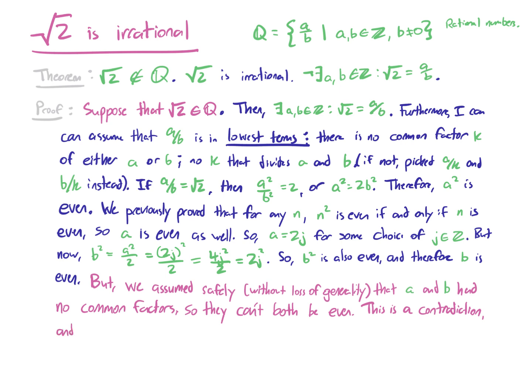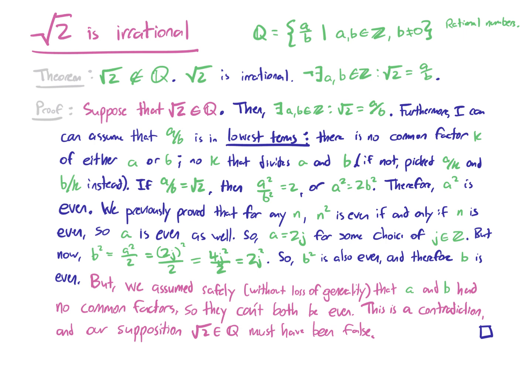And our supposition that the square root of 2 is in the set of rational numbers must have been false. And that completes our proof. We started with a bad supposition and we derived a contradiction, therefore the negation of the supposition must be true. And the negation of the supposition that the square root of 2 is an element of the rational numbers is what we wanted to prove. It's not an element of the rational numbers. The square root of 2 is irrational.